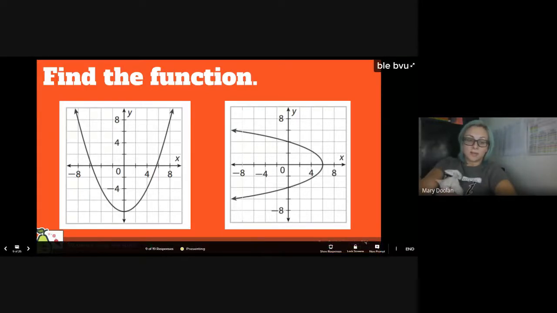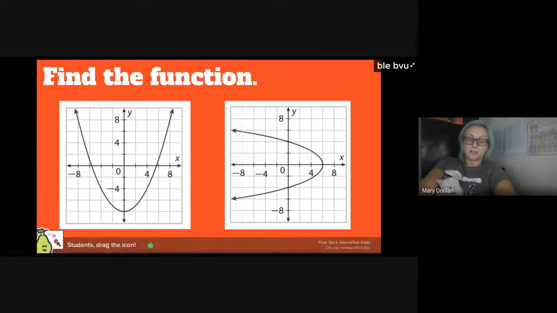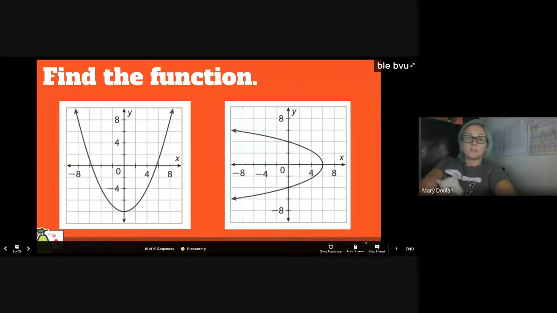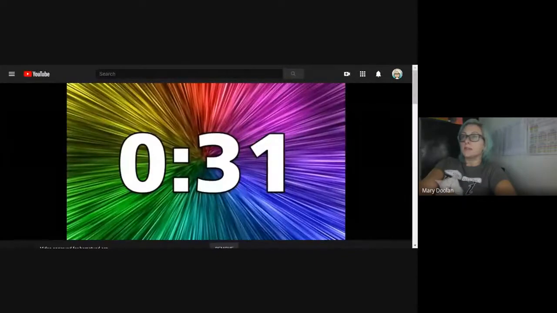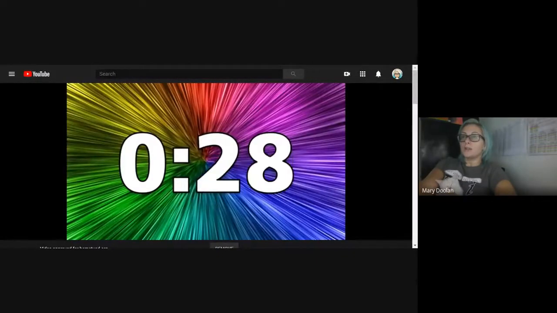So let me start the timer. I'm going to start it like halfway down because I first started sooner. So about 30 more seconds. You're going to click and drag the green thumbs up to which one is the function.